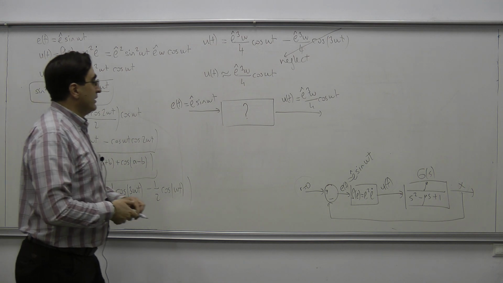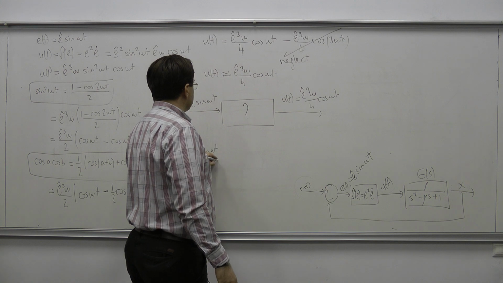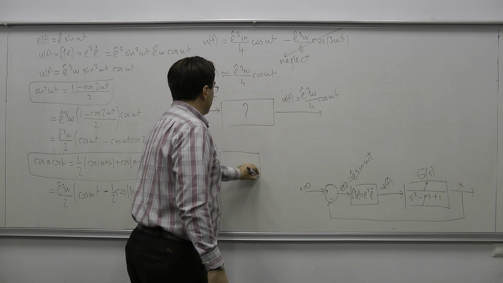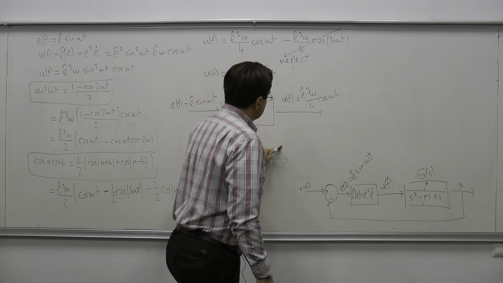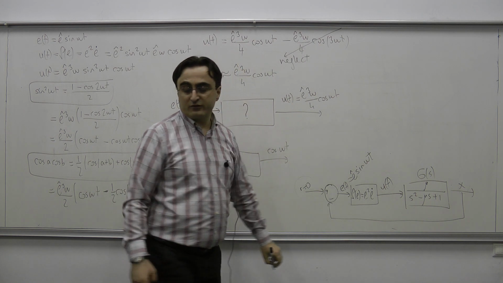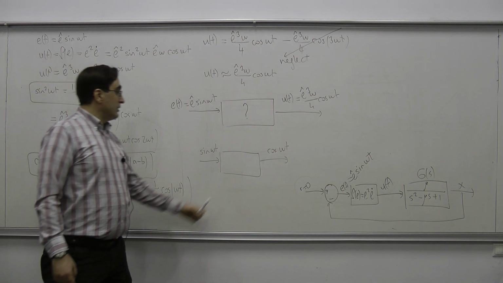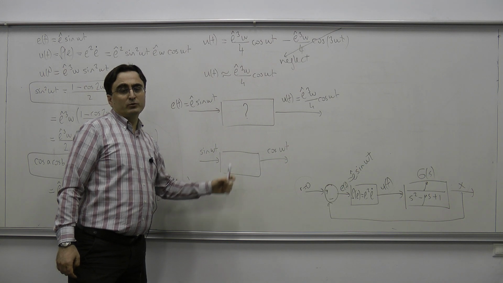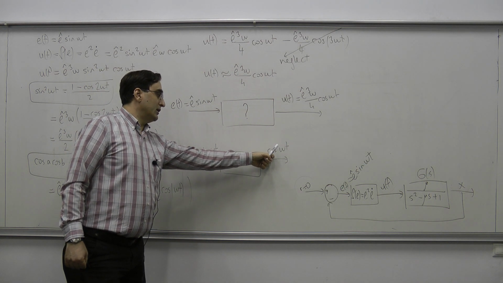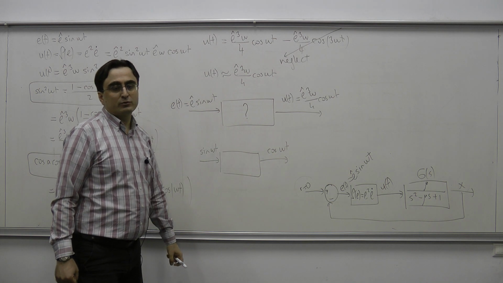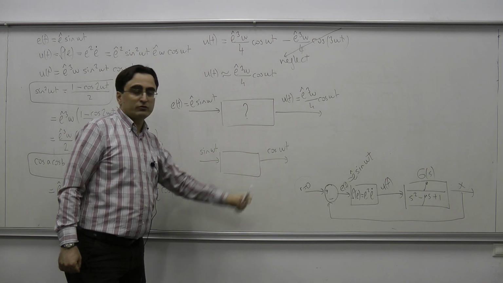So let me start with an easier example. Suppose that I give the system sine omega t. Suppose that the system gives me at the steady state cosine omega t. Okay? Then what is the linear system that I need to put here? I give sine omega t, and then I get cosine omega t from the output. Which linear system converts sine omega t into cosine omega t?